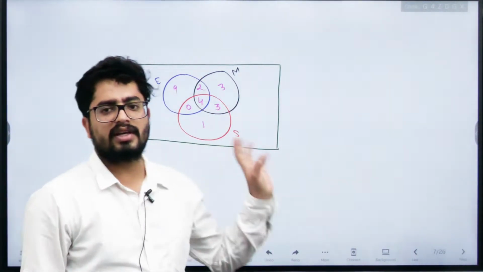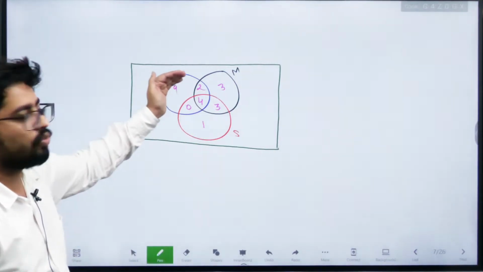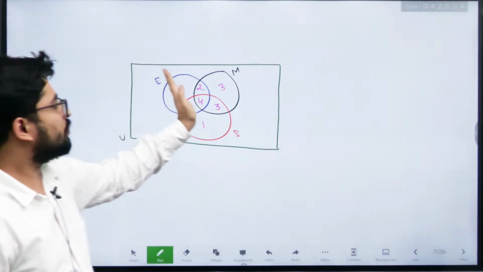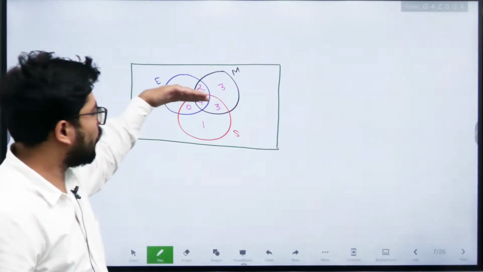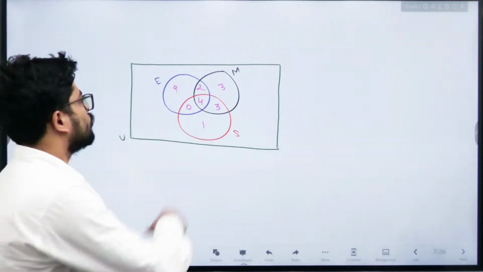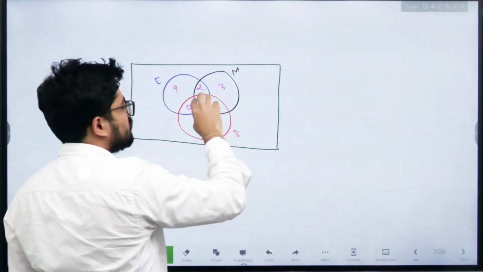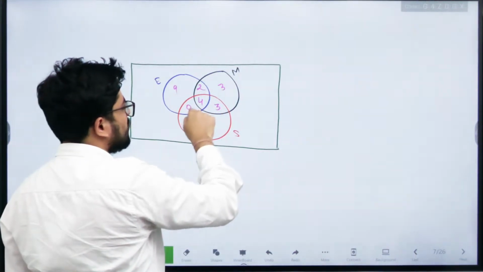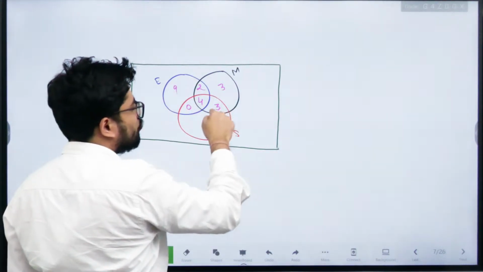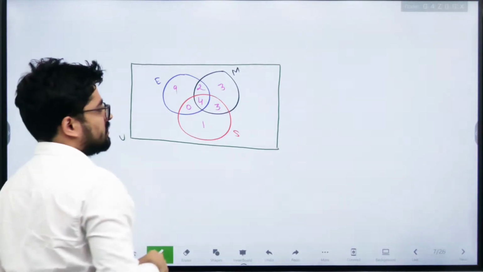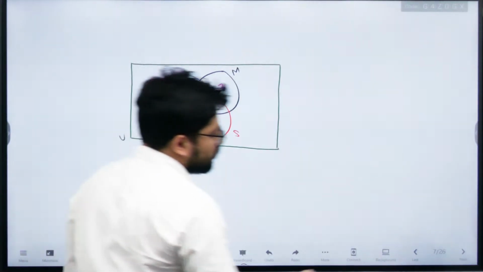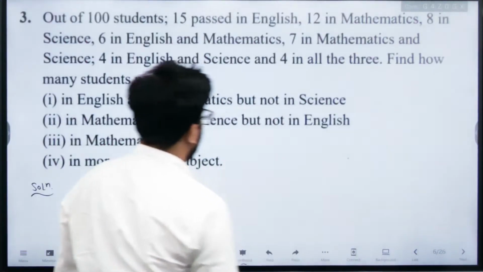So these are the number of students in different portions. 9 means who passed only in English. 3 who passed only in maths. 1 who passed only in science. 2 who passed in English and maths. 4 in all three. 0 who passed in English and science. 3 who passed in science and maths. Yes. Okay.